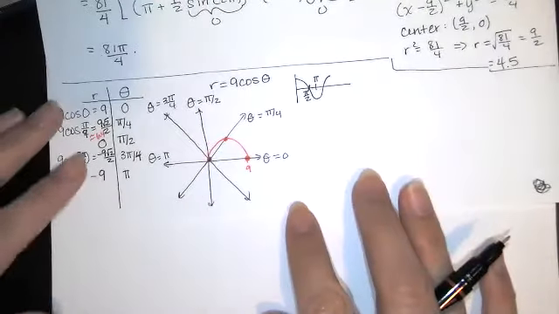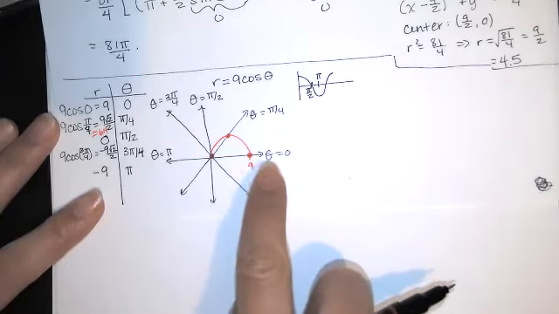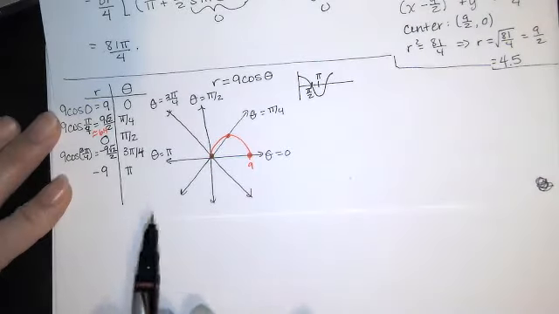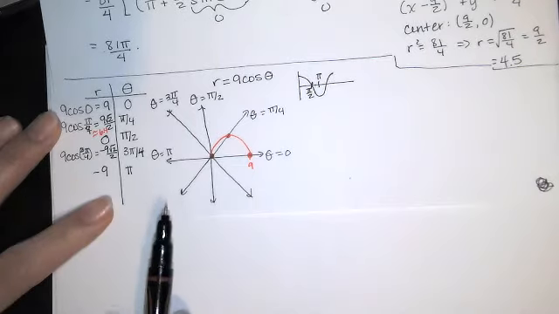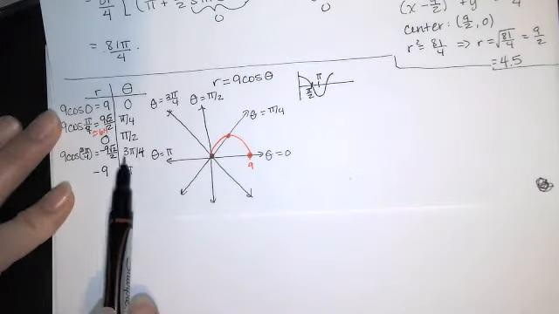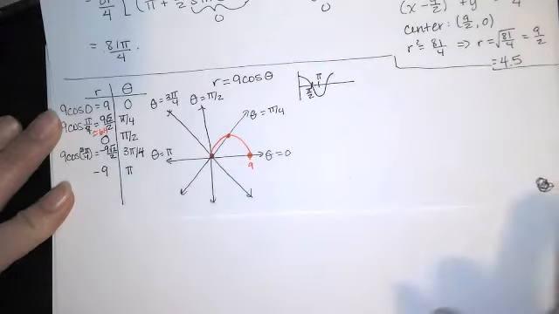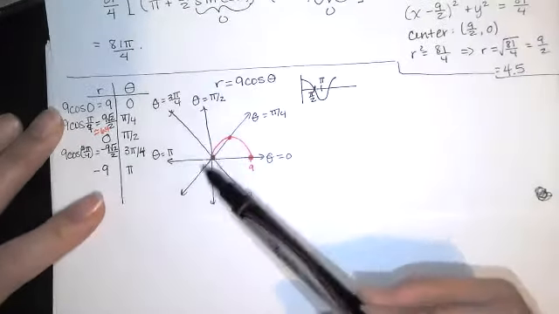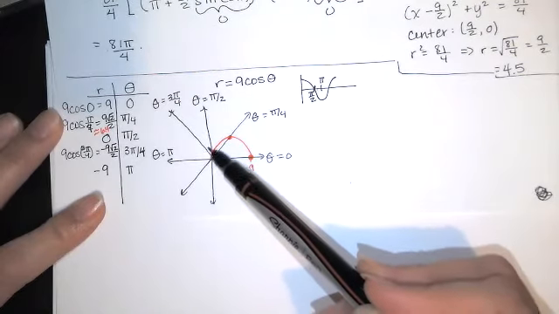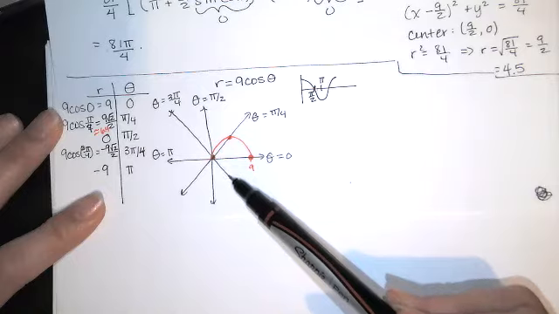Now, if you're wondering how this interval from 0 to pi gives us a circle over here, well, let's keep going. At 3 pi over 4, we get negative 6.4 approximately for our r value. So since we're on the 3 pi over 4 line and r is negative, instead of going out in the direction of 3 pi over 4, we go in this direction, the opposite way.